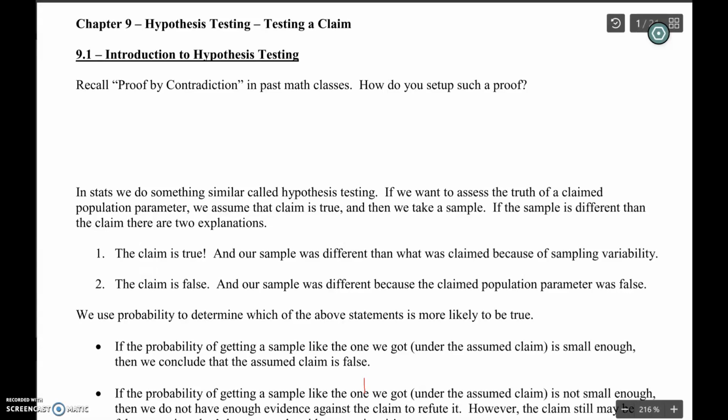All right, so this is hypothesis testing. Chapter 9 is talking about introduction to hypothesis testing and then a couple different tests. To start this out, though, let's review proof by contradiction. Most kids don't remember proof by contradiction, but it kind of goes something like this.